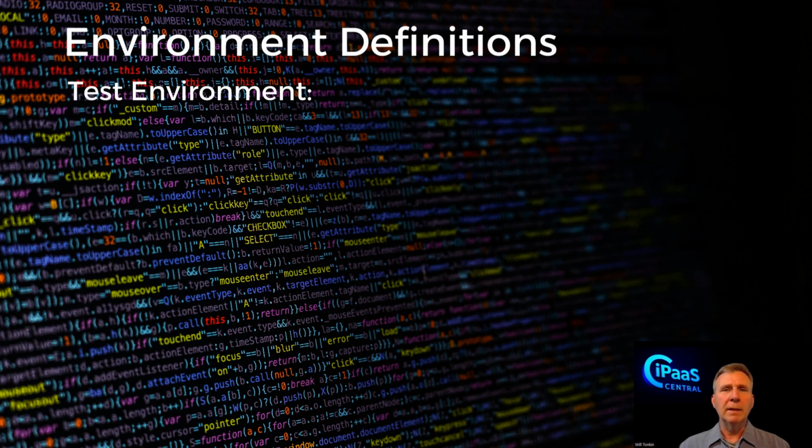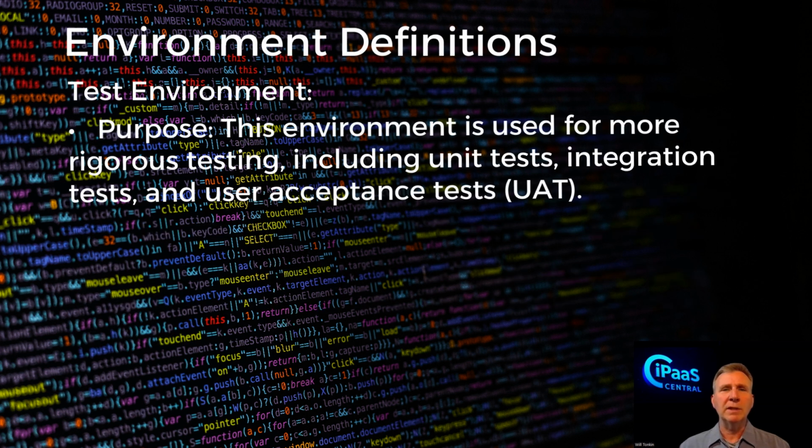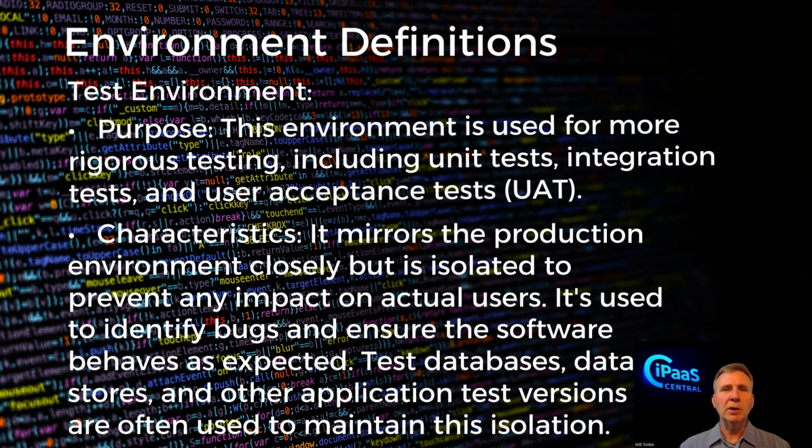Test environment. This environment is used for more rigorous testing, including unit tests, integration tests, and user acceptance tests. It mirrors the production environment closely, but is isolated to prevent any impact on actual users. It's used to identify bugs and ensure the software behaves as expected. Test databases, data stores, and other application test versions are often used to maintain this isolation.